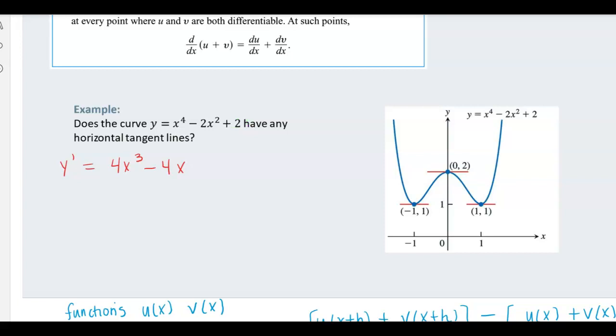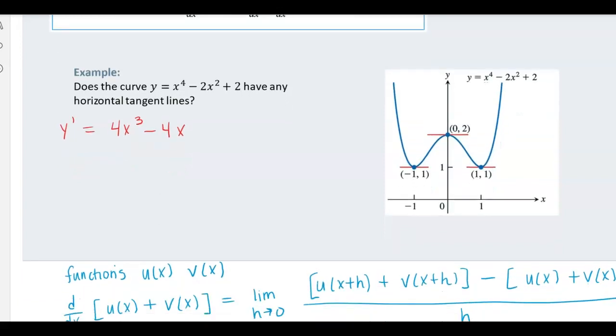Now, the tangent line is going to be horizontal when the derivative is equal to 0. Slope equaling 0 means it's a horizontal line. So we want to know, when does this function equal 0? If I factor a 4 and an x out, I'm getting that x is either equal to 0, 1, or negative 1. And I can see that those are the points on this graph where we do in fact have relative max and relative min points. So again, this is the application that we'll be using the derivative for.